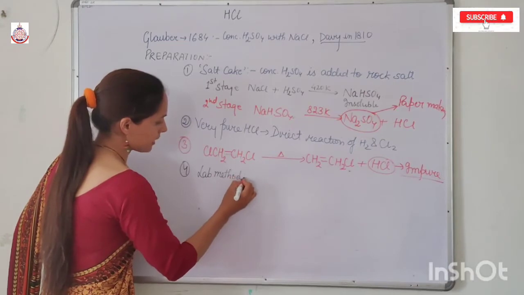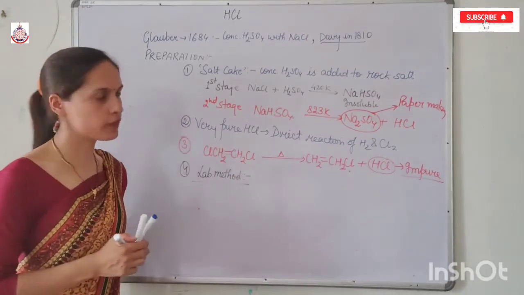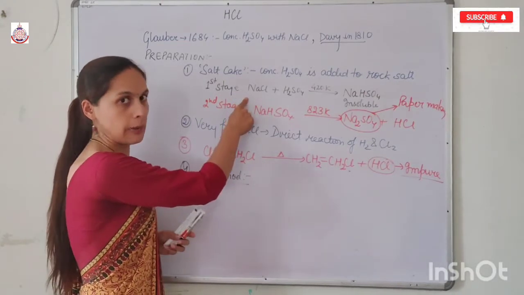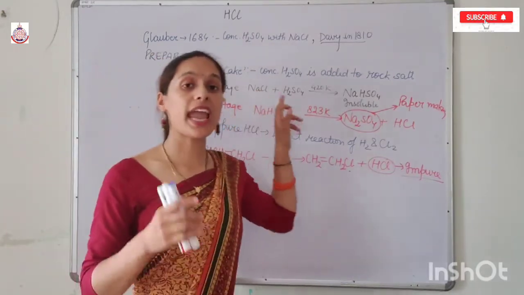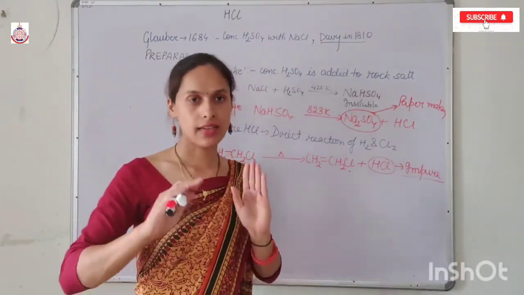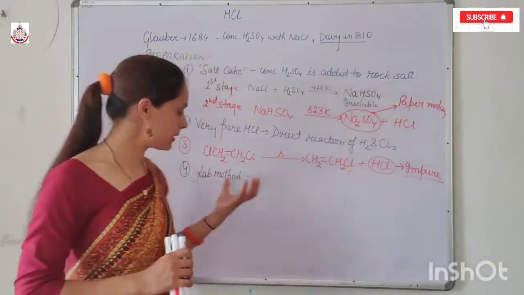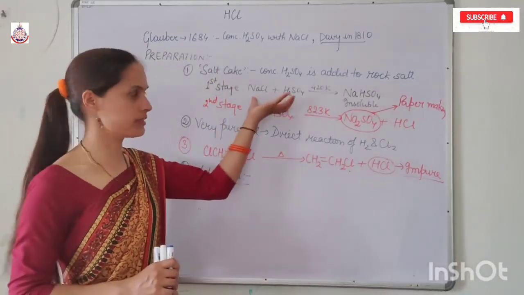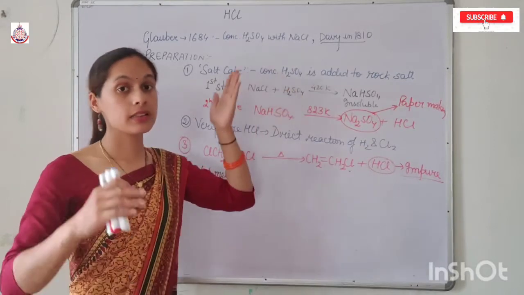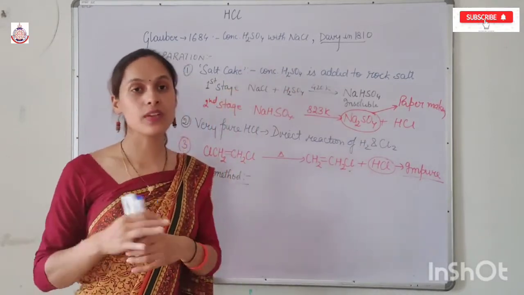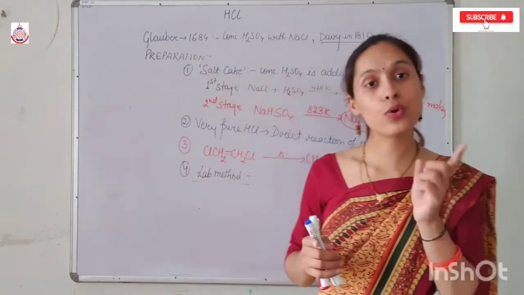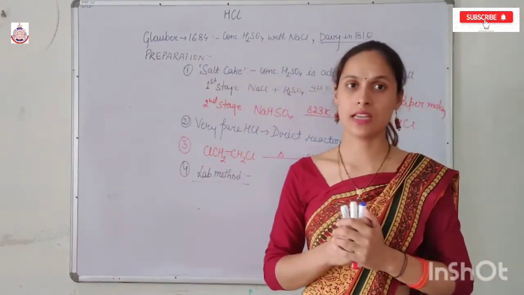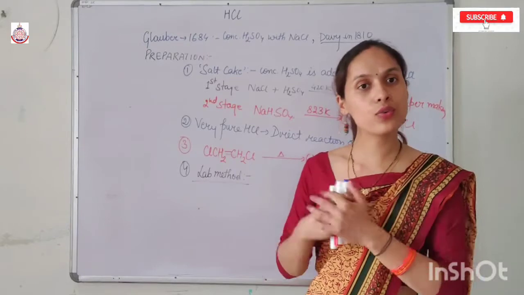in the laboratory method, the principle is this one. But instead of NaCl, we use NH4Cl as a reagent. Means the principle of the laboratory method is this, but instead of NaCl, we will use NH4Cl. Now there is a question: NH4Cl is more expensive than NaCl, so why do we use NH4Cl?